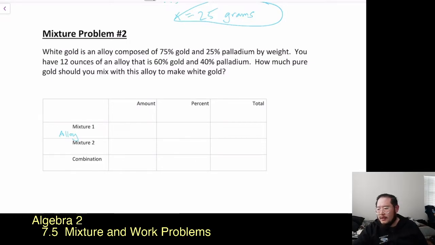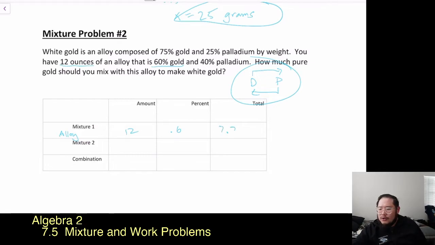The percent of gold is 60%, so we'll change it to 0.60 or 0.6. Remember, to go from percent to decimal or decimal to percent, you move your decimal point 2 spots to the left or to the right, depending on where we're going. Since we're going from a percent to a decimal, I move that decimal point 2 spots to the left and end with 0.6. I've got this little diagram here to help you remember that. If I take 12 times 0.6, that becomes 7.2.